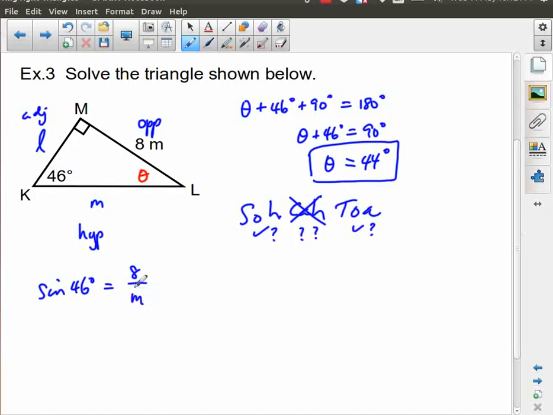Now this is a cross multiplication situation, but we're going to do it a slightly different way, because notice I've got 8 times 1. The variable is actually getting multiplied by sine 46 degrees. And just like if this was a number, we're going to write that in front. So I'm actually going to write this as m sine 46 degrees is equal to 8 times 1. That's just equal to 8.